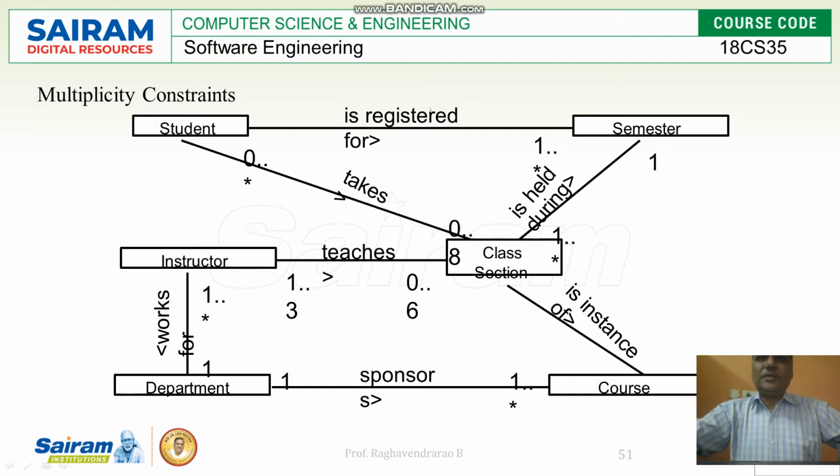The student can register for one particular course in one particular semester. Okay, then a class section is the instance of that particular course. Then one department can have more than one course. Then more than one instructor will be present in one department. A department works for the instructors, 0 or one or more instructors.